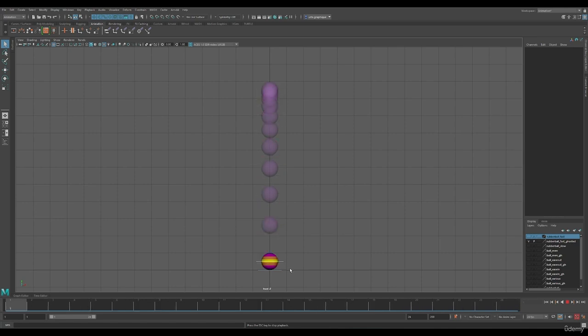Timing and spacing tell us whether the ball is light or heavy, what it's made of, or even whether it's optimistic or pessimistic, so it's essential that you understand it.